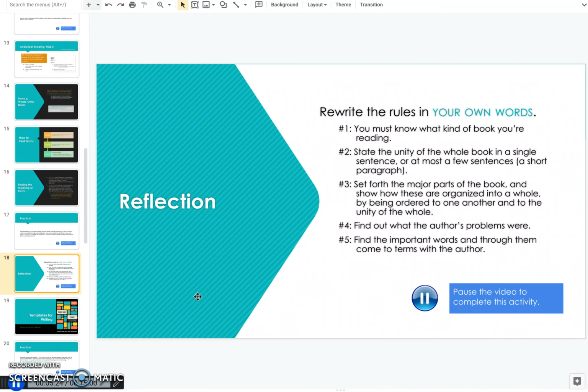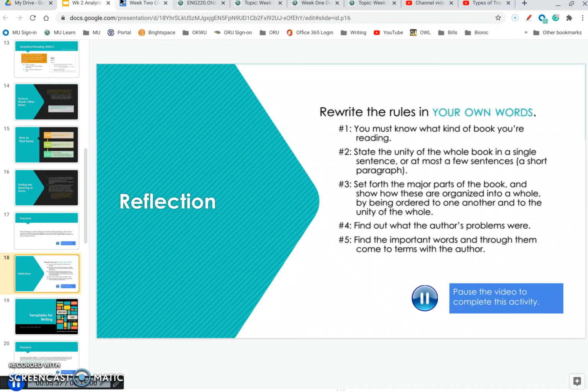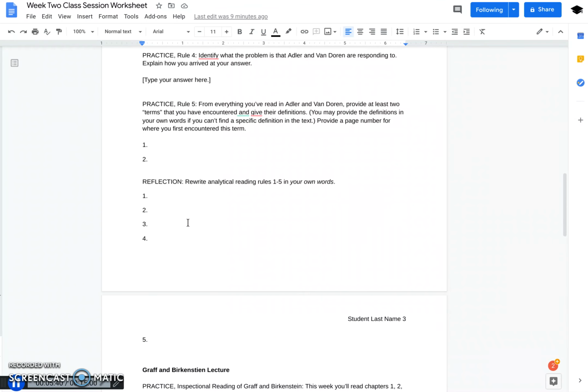All right, the last activity I want us to do over Adler and Van Doren for this week is to reflect back on the 5 rules of analytical reading that you've learned, and then restate them in your own words. And I want you to do this in the worksheets. This would be this reflect activity that's right down here.